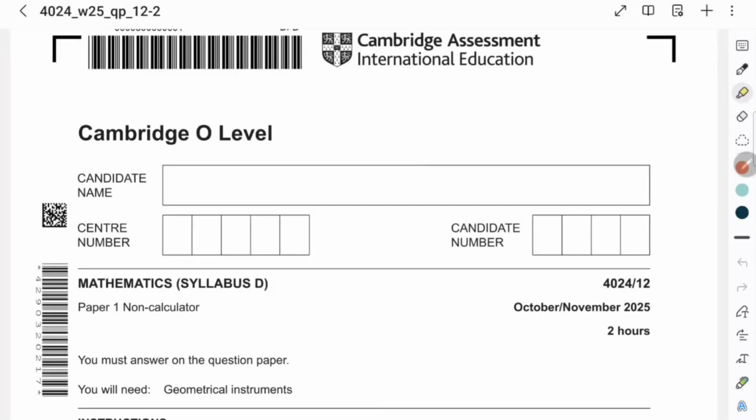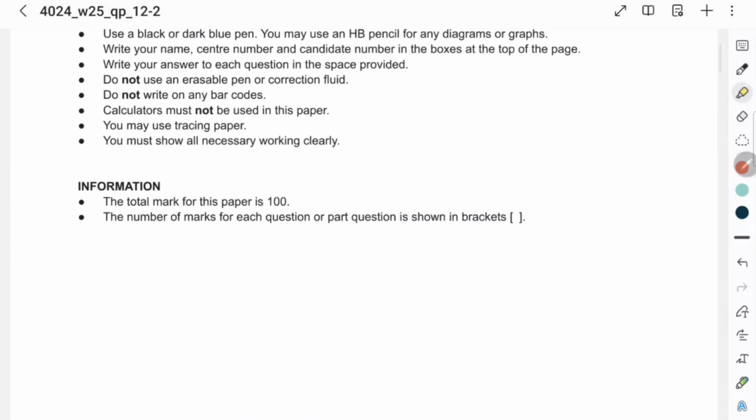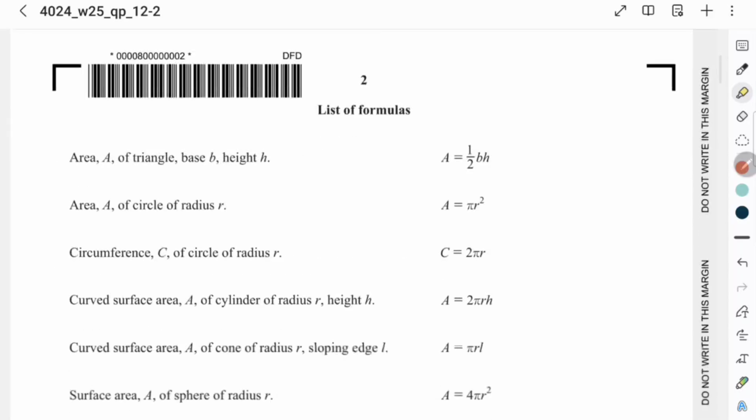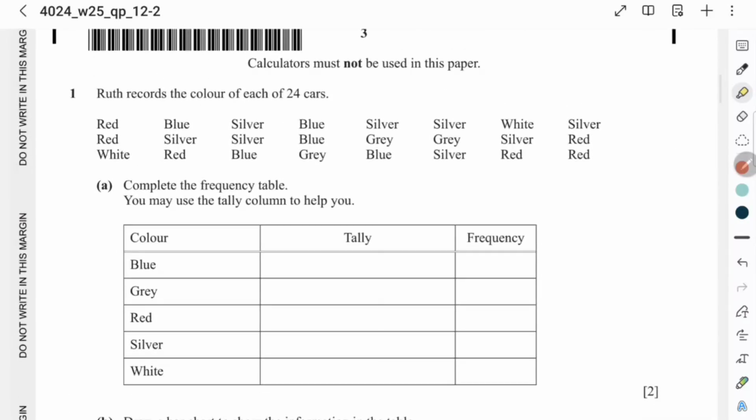Hello everyone, today we are solving Cambridge O-Level 4024 Paper 1-2, October-November 2025. This is of 2 hours. It's Paper 1, non-calculator, and you'll have to attempt all the questions. The total marks are 100. Formula sheet will be given. Let's get started. Remember, calculator must not be used in this paper.